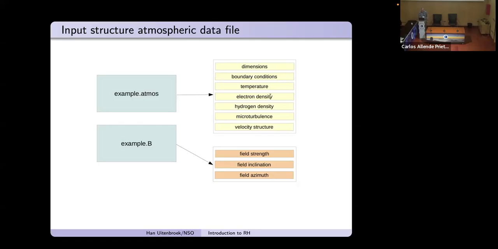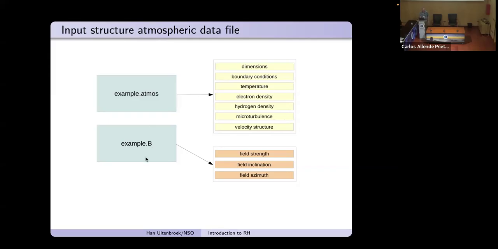There's then the temperature. The code requires electron density, although there is a routine to calculate electron density if it's not provided in the .atmos file. There's hydrogen density, microturbulence, and velocity, which depends, of course, on the geometry. In the one-dimensional case, there's only vertical velocity. In the other geometries, there's also the different horizontal velocities.